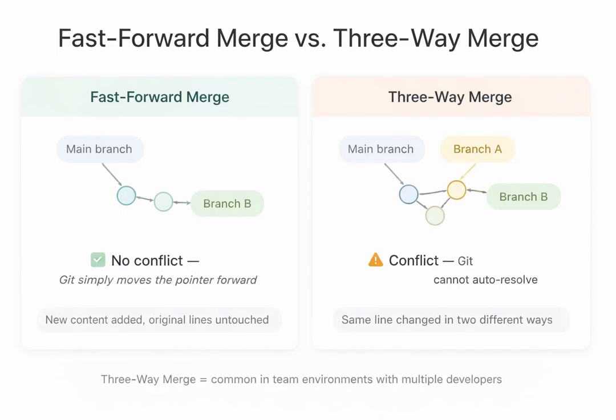There are two types of merges you'll encounter. The first is a fast-forward merge. This happens when your new branch only adds content. It doesn't change any existing lines.